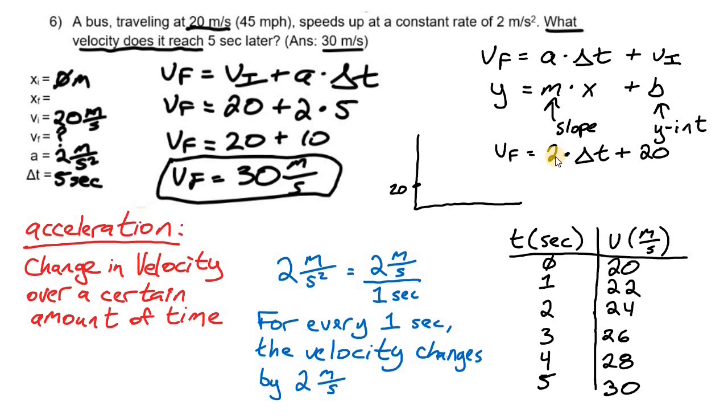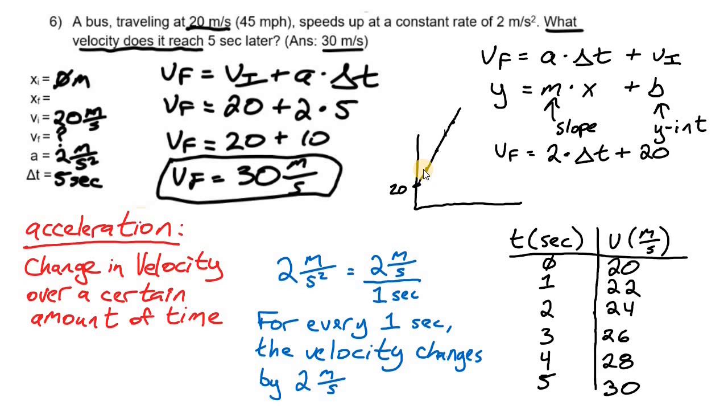It's rise over run, right? So we rise 2 and go over 1. Rise 2, go over 1. Bam, and we get our line.